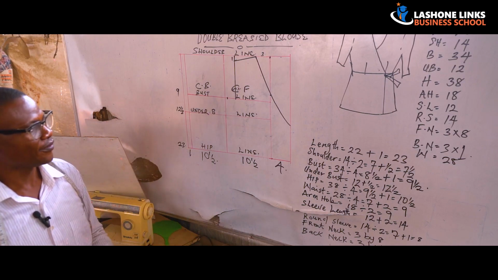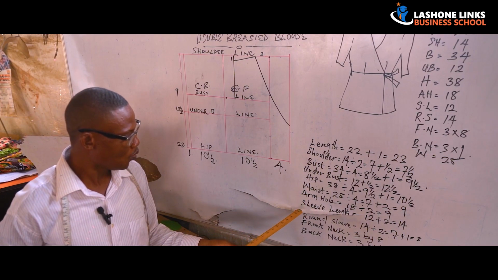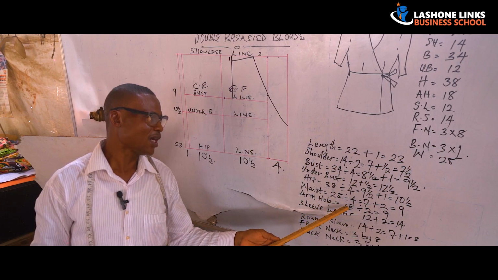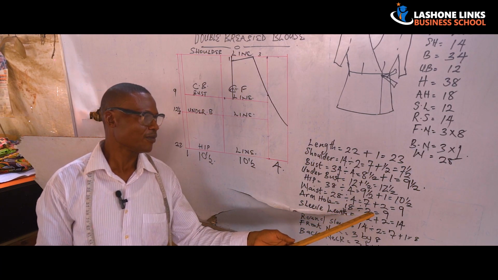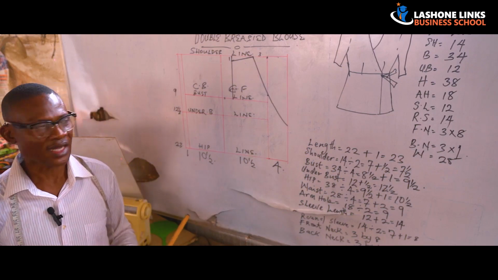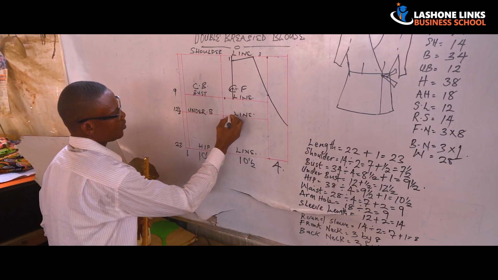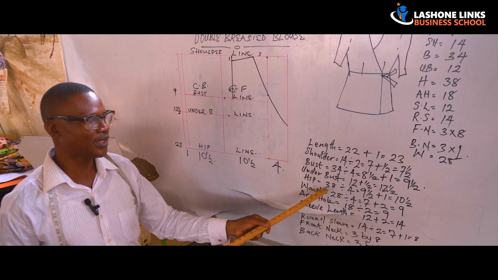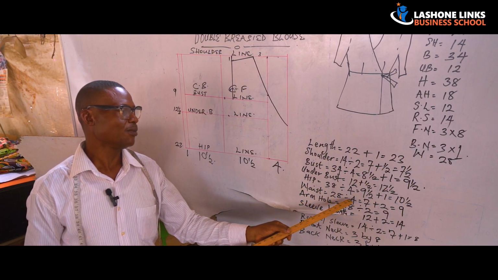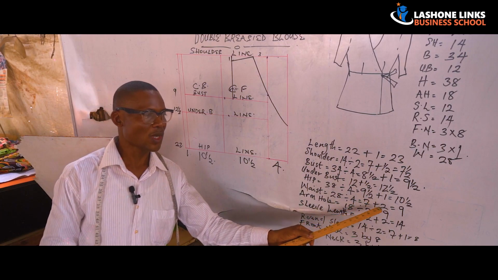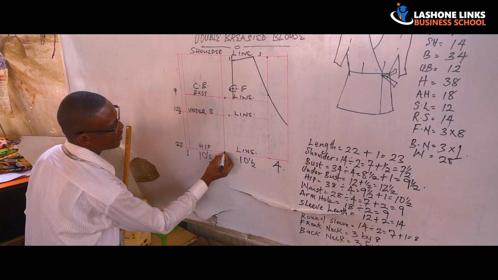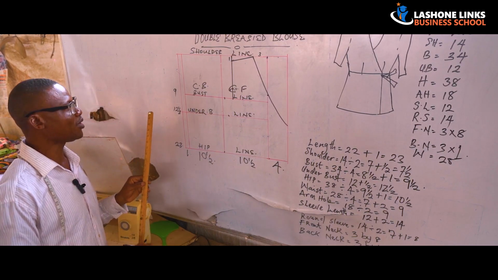After getting 9.5, then you go to your waist measurement. Waist is 28 divided by 4. We have 7 plus 2, that is 9. From here, you measure your 9. And you go to your hip. Hip is 38 divided by 4, 9.5 plus 1, making 10.5. That's why we measure 10.5 here, because it's the bigger measurement.